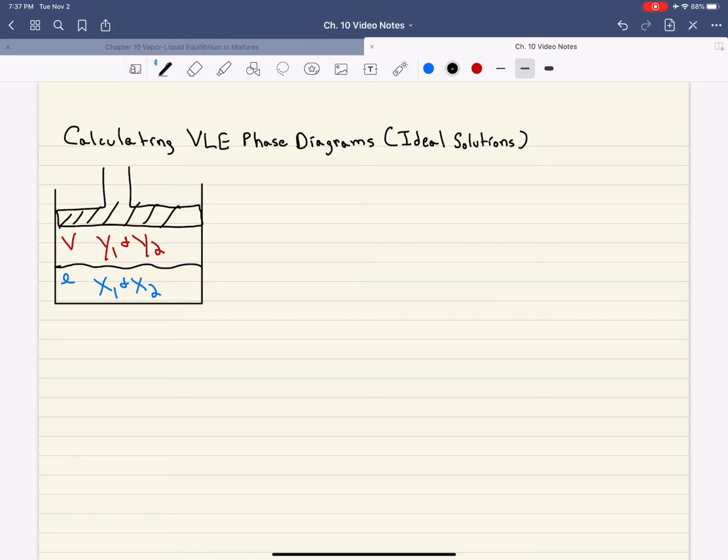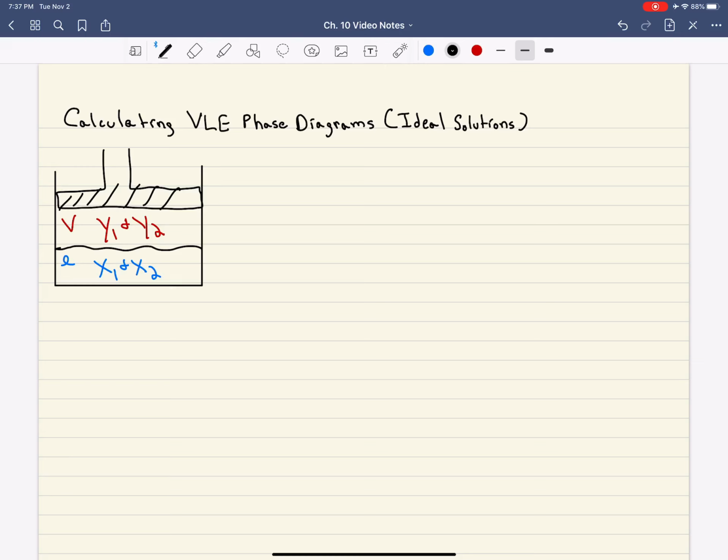Let's now go through the steps that you need to take in order to calculate a vapor-liquid equilibrium phase diagram. We're going to start things off fairly easy by looking at the case where we're dealing with an ideal solution.